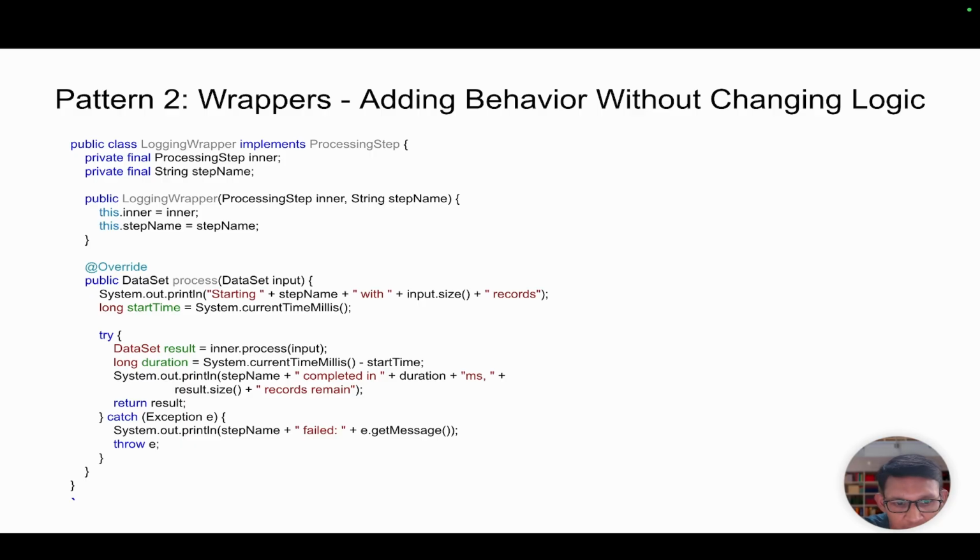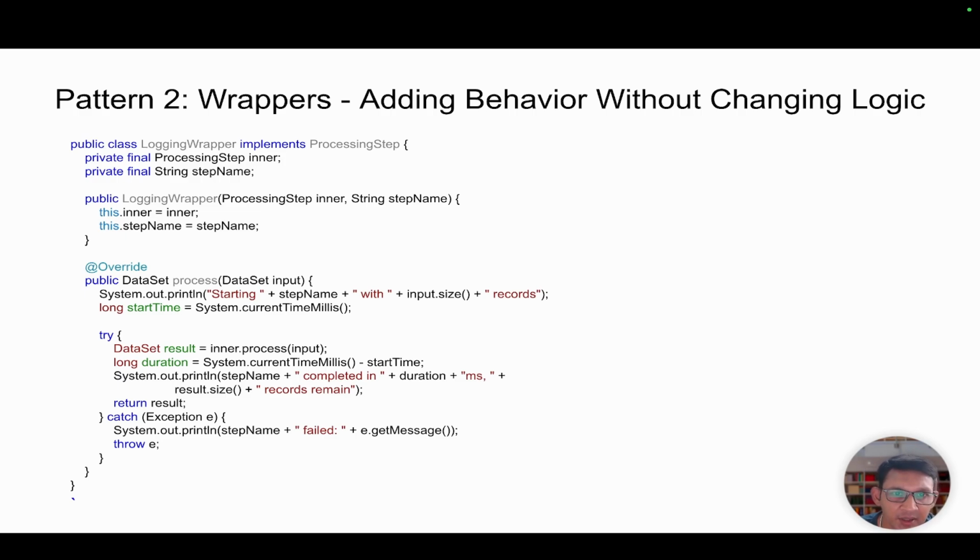Now, let me walk you through this carefully. The logging wrapper also implements ProcessingStep. It has the same uniform interface as everything else. But instead of doing any business logic itself, it wraps around another processing step that we store in the inner field. In the process method, we first log that we are starting and we record the start time. And then, this is the key part, we delegate to the inner step by calling its process method. We're not changing or interfering with the business logic at all. After the inner step completes, we calculate the duration and log the completion.